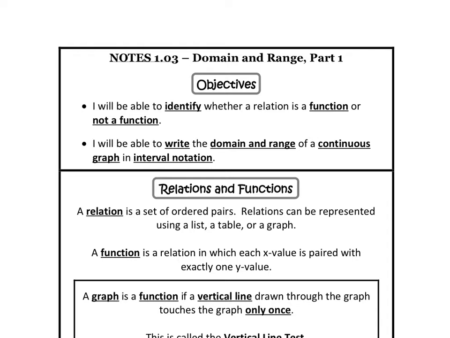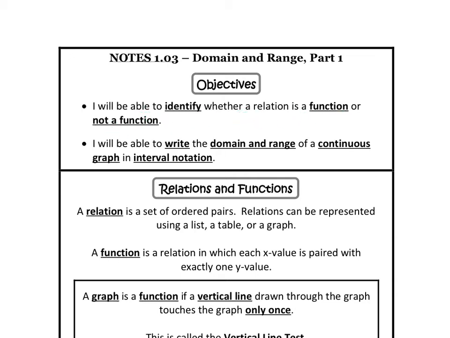There's two objectives today, but in this video, I'm only going to cover the first objective, and then in the next video, I'll cover the second objective, just so that we get familiar with one aspect, and then in the other video, we'll get familiar with the second objective. So the objective we're going to look at today is being able to identify whether a relation is a function or not a function.